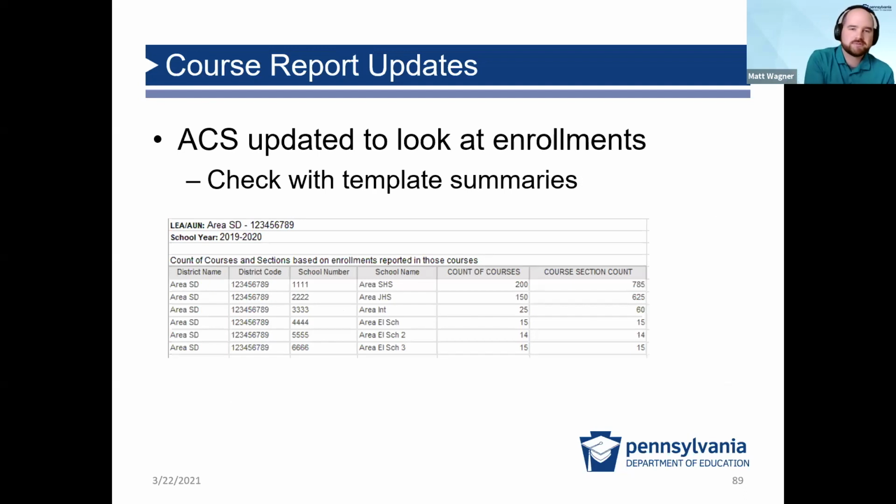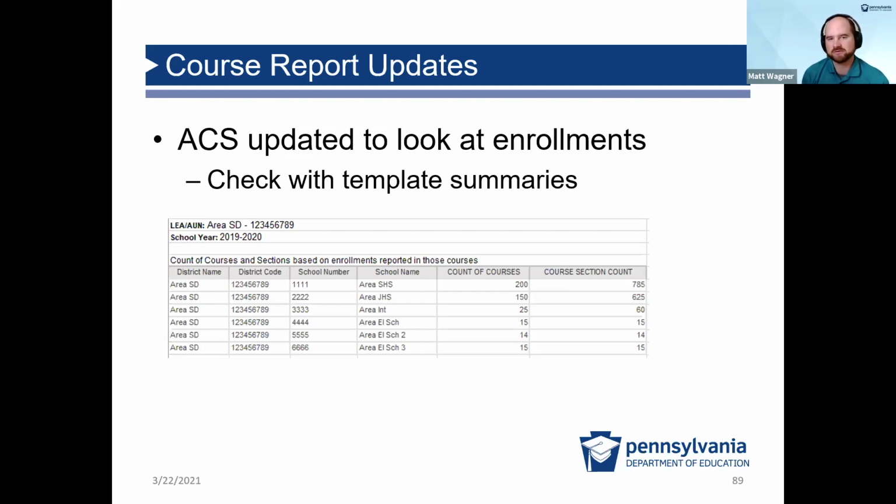So the biggest course report update we've had this year is the ACS. Last year, going through the whole pandemic and taking data out after 313, we found that there are a lot of courses reported, or even courses with an instructor, but no students enrolled in that. And that could be from a delete, that could be from just an error with an extra course getting put in there, an extra section. So this year we have updated the ACS to reflect the count of courses and course sections that have an enrollment in them. So this is just a mock-up.